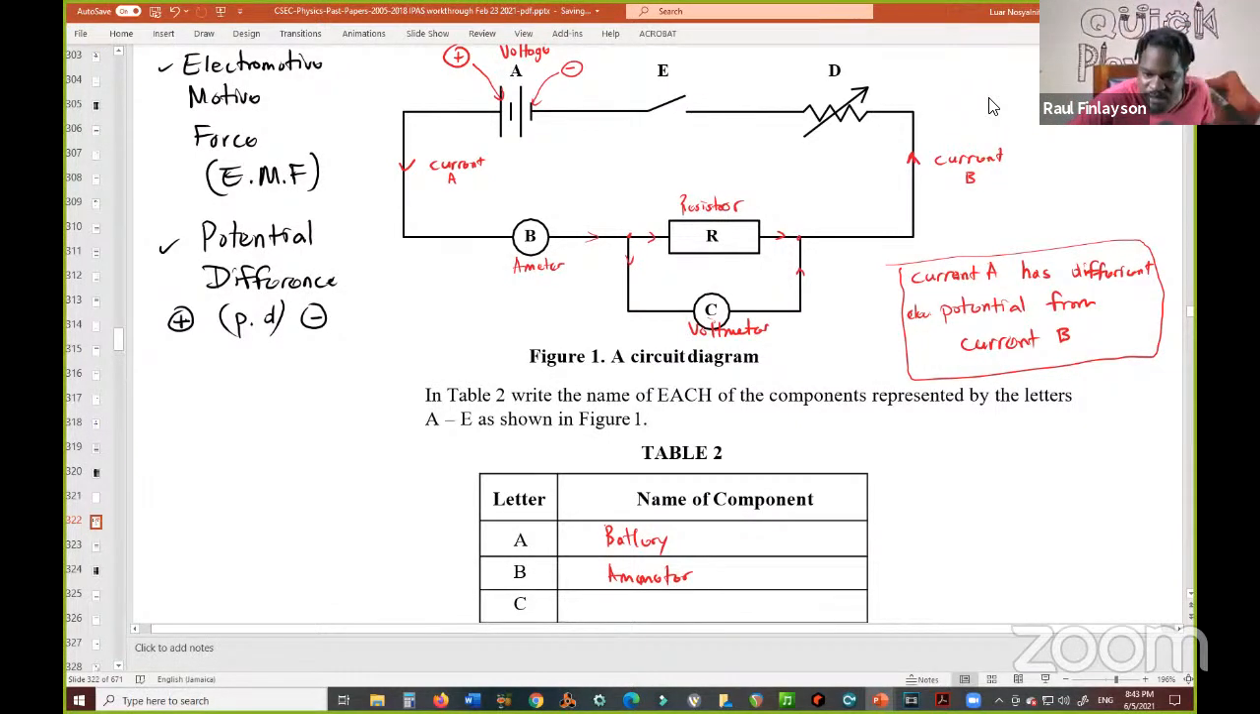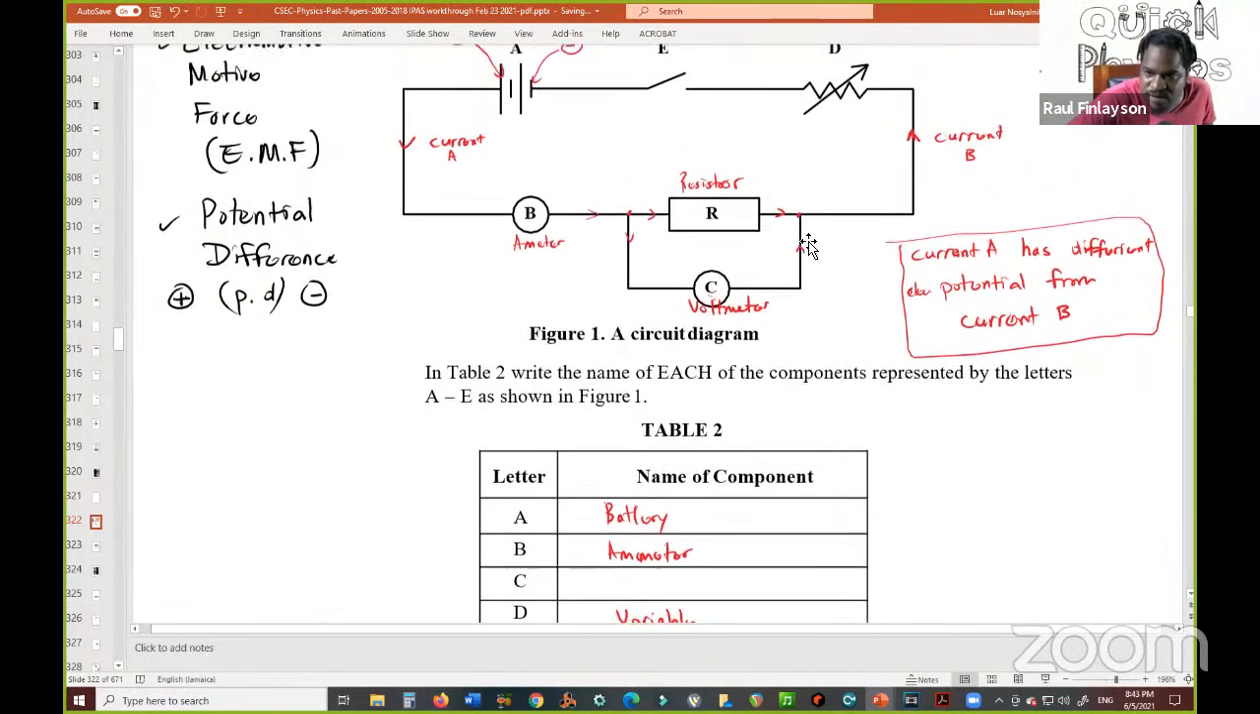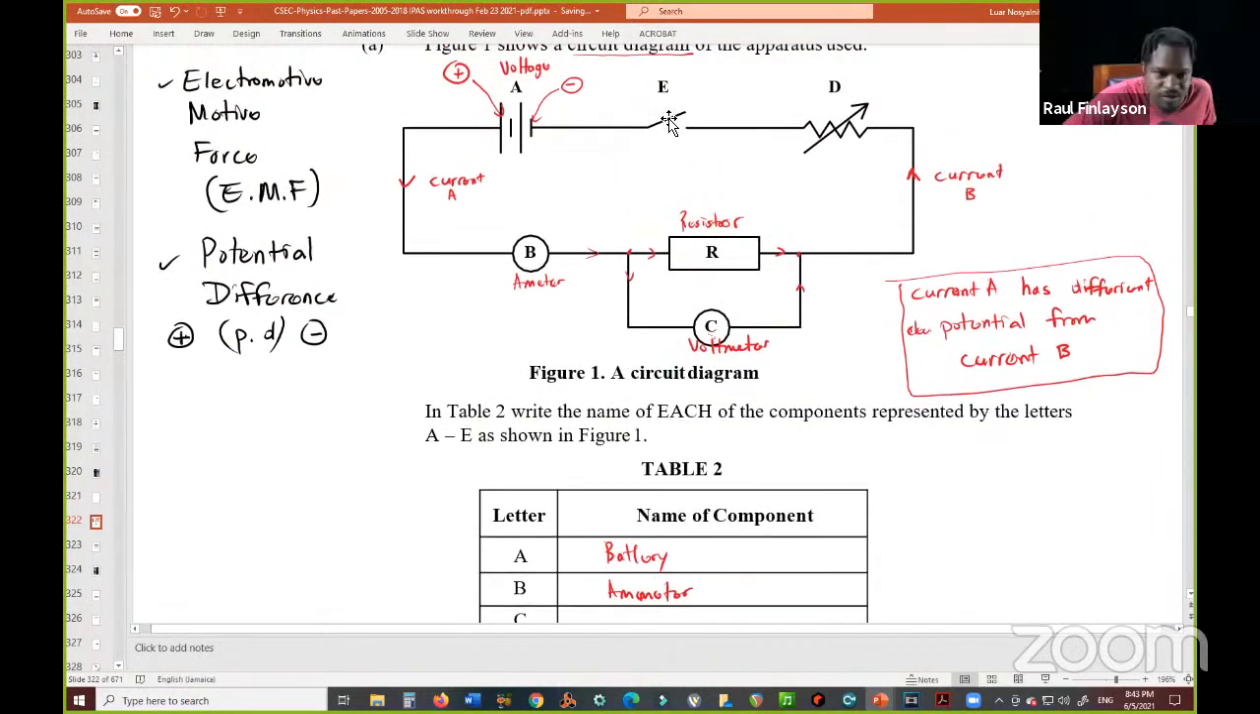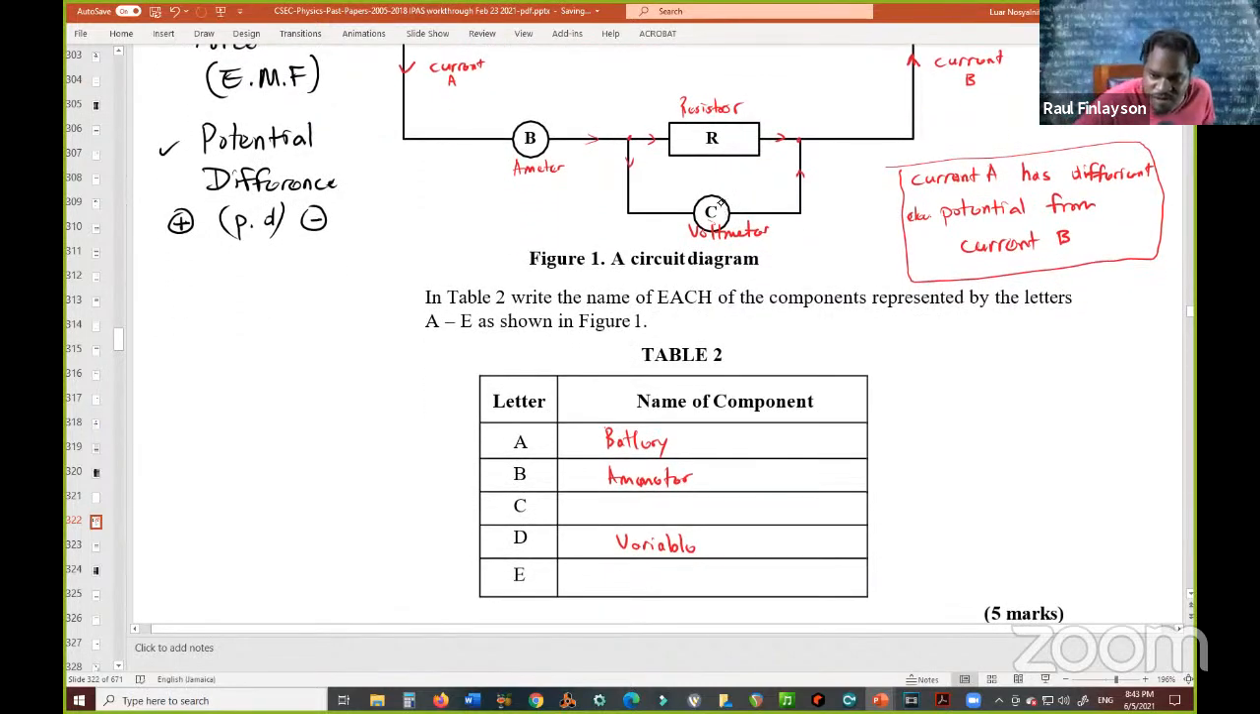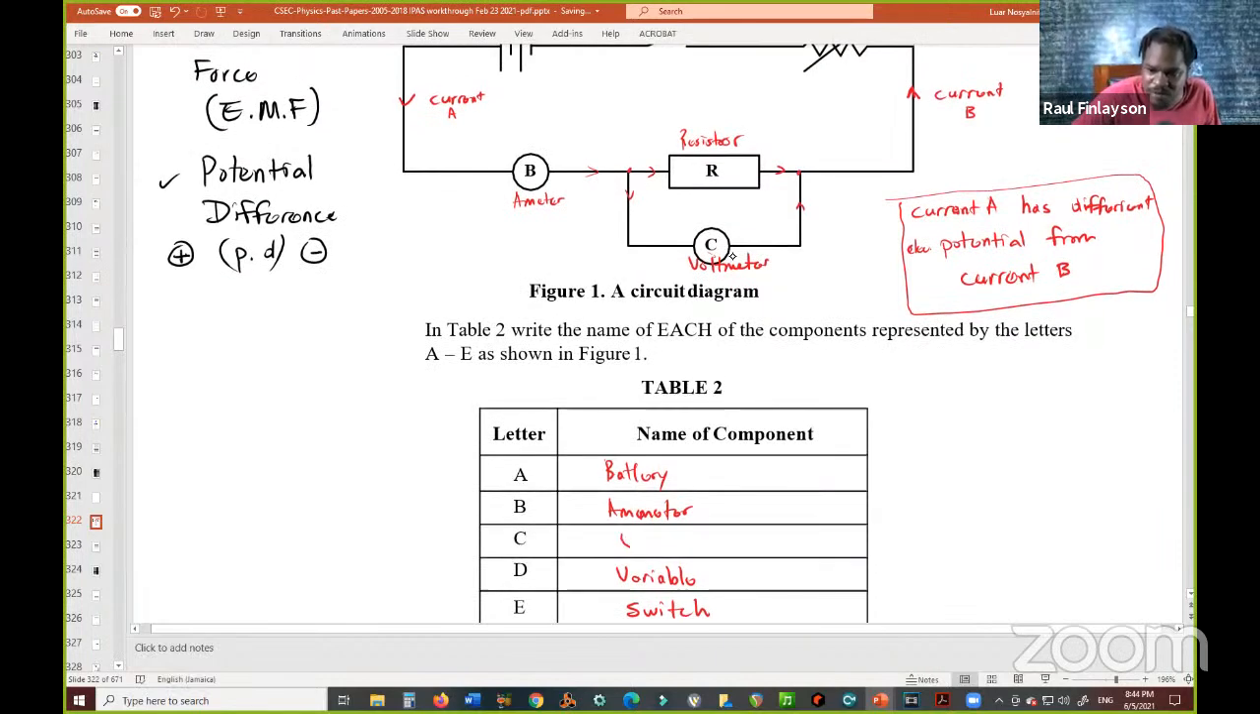Can anybody guess what E is? E. Oh, yeah, okay, Dwayne. You said something? What did you say, Dwayne? Switch? Yeah, very good. All right, so you know the switch there. At least know that. What on earth is C? Okay, I put it here. It's a voltmeter. And so that's it.